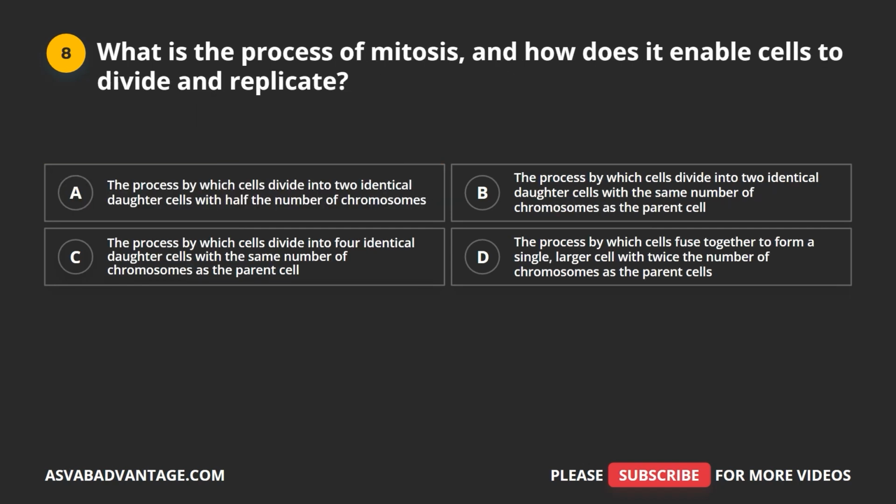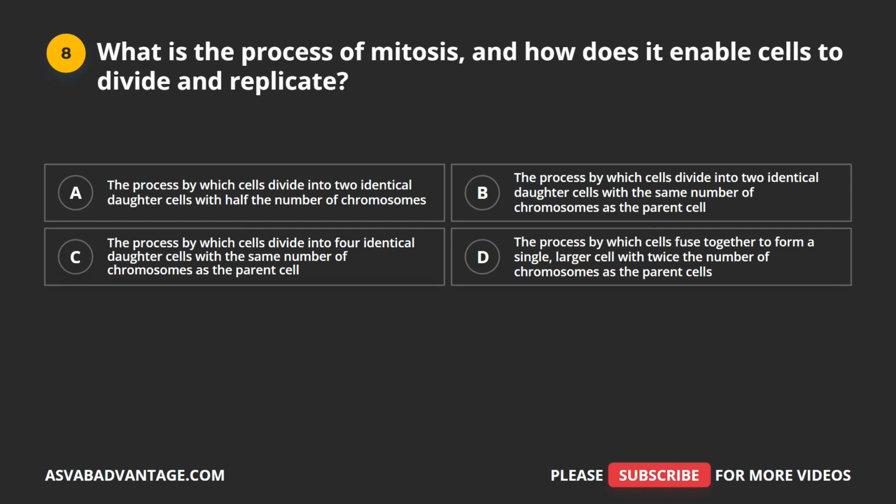Question 8. What is the process of mitosis, and how does it enable cells to divide and replicate? A. The process by which cells divide into two identical daughter cells with half the number of chromosomes. B. The process by which cells divide into two identical daughter cells with the same number of chromosomes as the parent cell. C. The process by which cells divide into 4 identical daughter cells with the same number of chromosomes as the parent cell. D. The process by which cells fuse together to form a single, larger cell with twice the number of chromosomes as the parent cell.